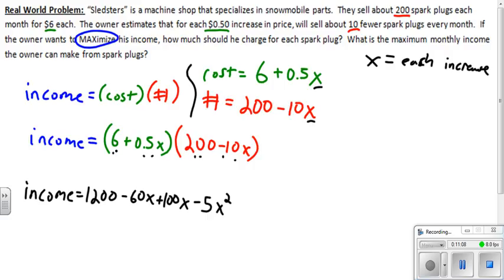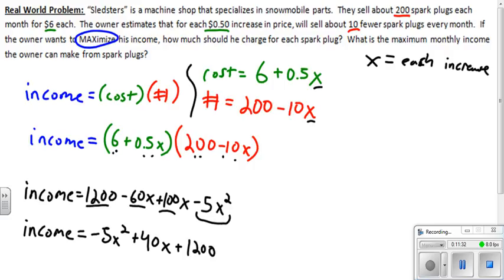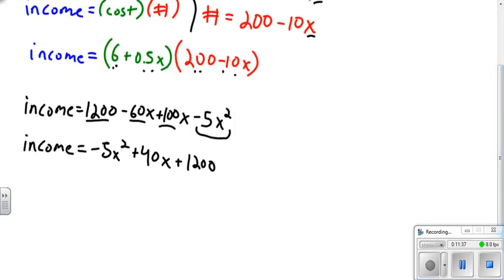Now this doesn't look too bad, but we do want to combine these terms, and we also like it when we have our x squareds in the front. So I'm going to switch this down so that our income equals negative 5x squared. Negative 60x and positive 100x gives us a positive 40, or plus 40x, and we still have this plus 1200 to work with. So this is the equation of our income.